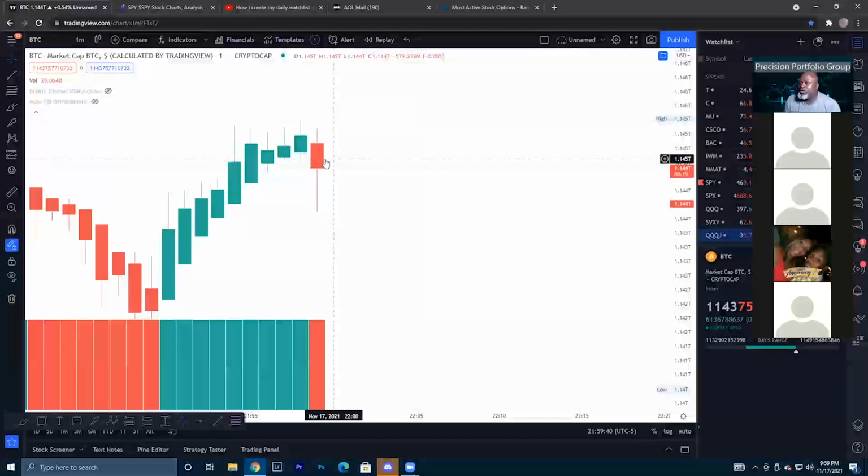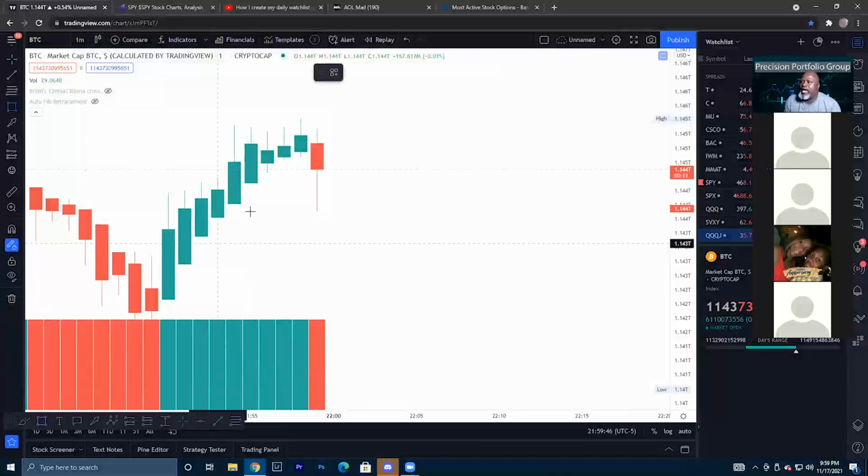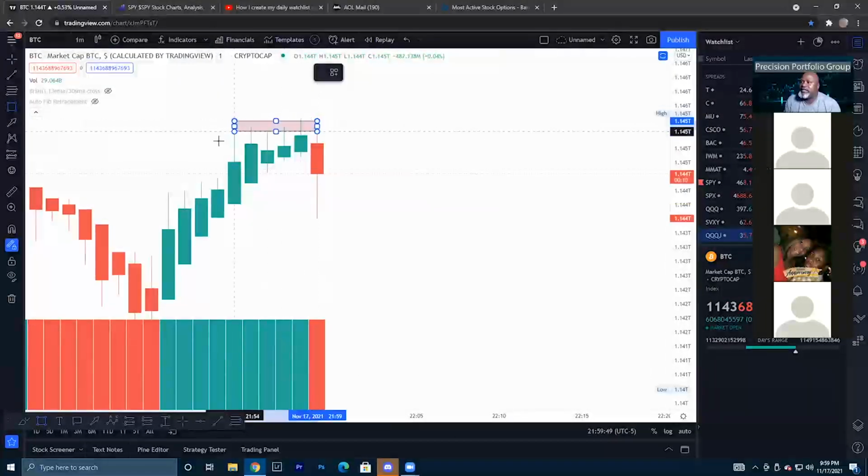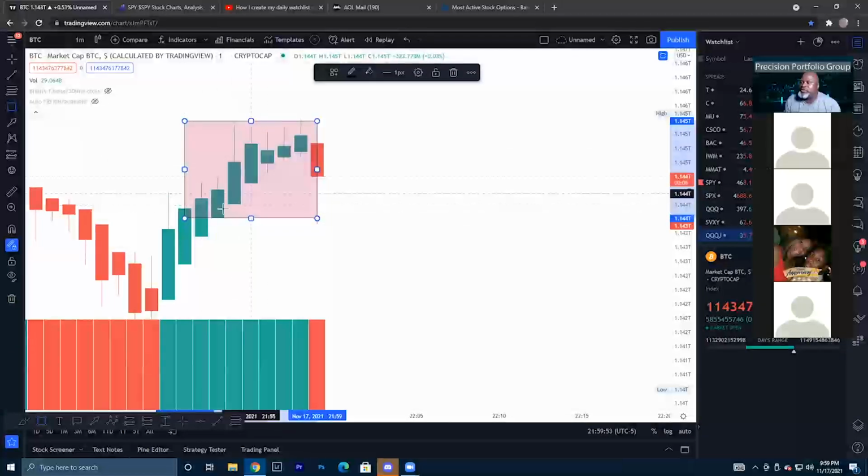Remember that candlestick that was green? Sellers kicked in. And how did I know that? Because right here is telling the story. It was on a strong uptrend, no wicks on the candlesticks. But then all of a sudden, you're seeing these wicks appear.